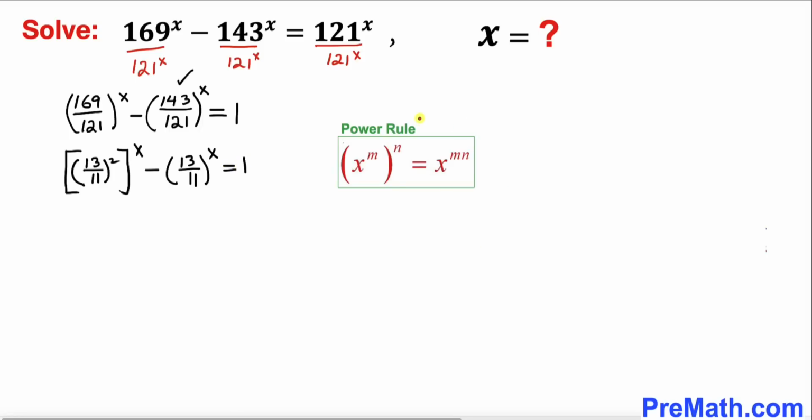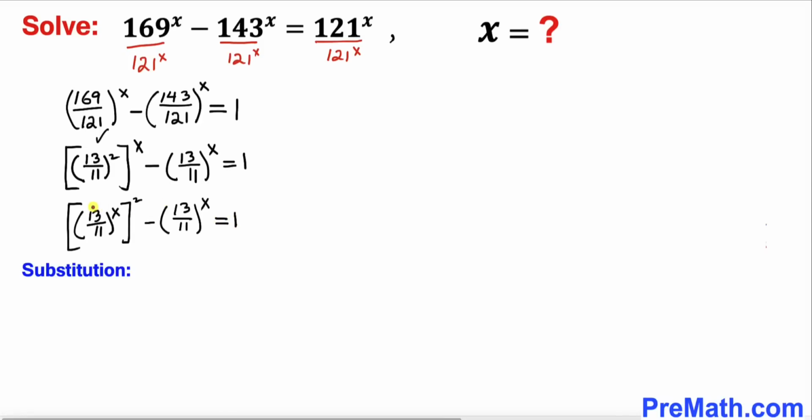And now let's recall this power rule. We are going to apply it on this very first term. So this could be written as ((13/11)^x) squared minus, everything else the same, (13/11)^x equals 1. And now we can see that (13/11)^x appears in both terms, they are in common.